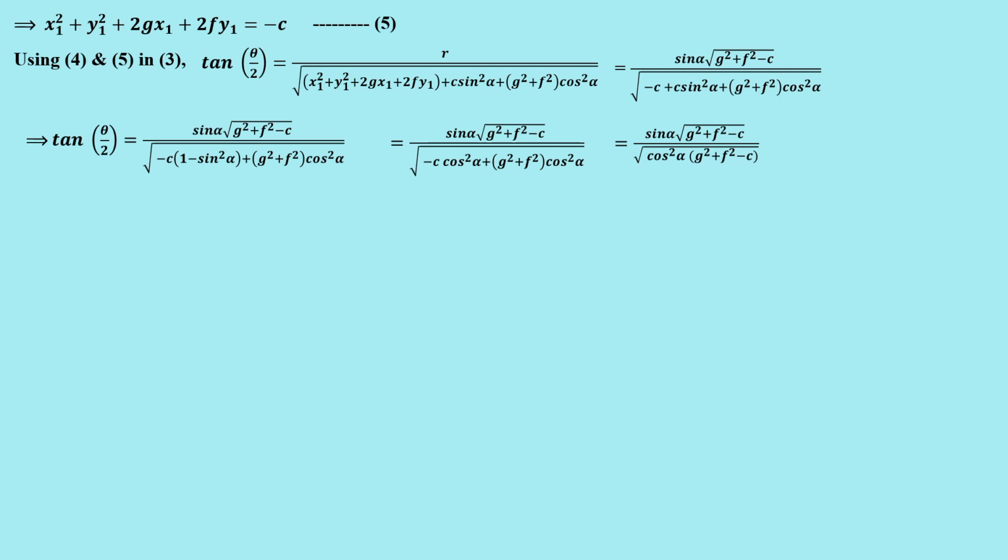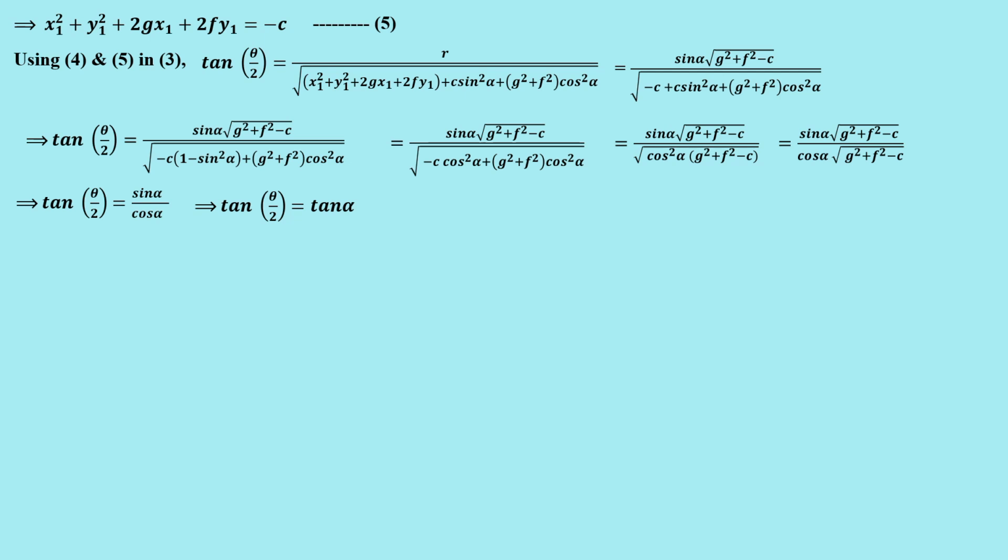From these terms cos square alpha is common, take it outside: cos square alpha into g square plus f square minus c. So sin alpha into root of g square plus f square minus c divided by, taking cos square alpha outside the square root, cos alpha root of g square plus f square minus c. So the root of g square plus f square minus c in the numerator and in the denominator get cancelled, and you will get tan alpha.